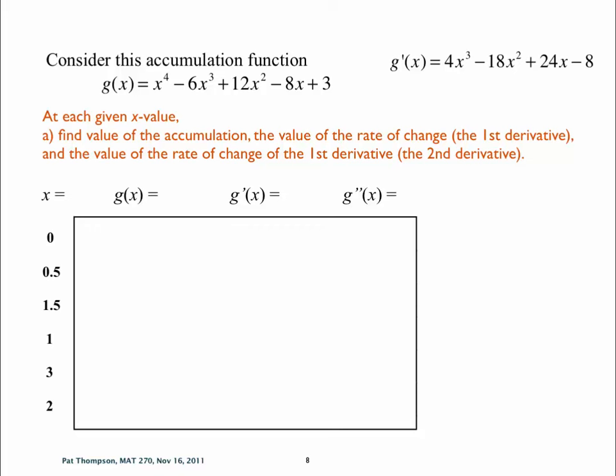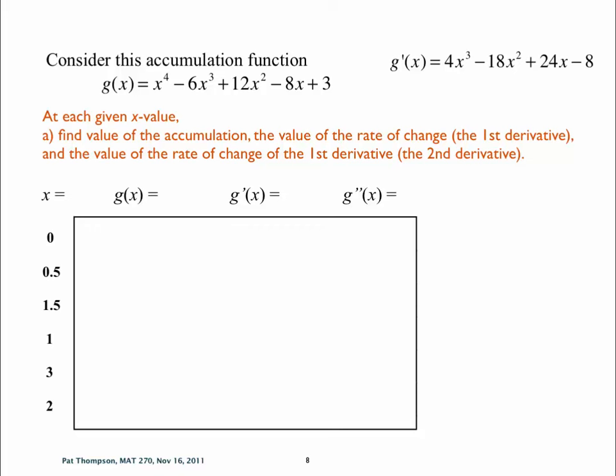So now for these x values, we're going to plug all these x values in, so all three of these functions. So at 0, 0.5, 1.5, I want to get the value of g, the value of g prime, and the value of g double prime. And I'll just do it for you. There you go. So here they are.